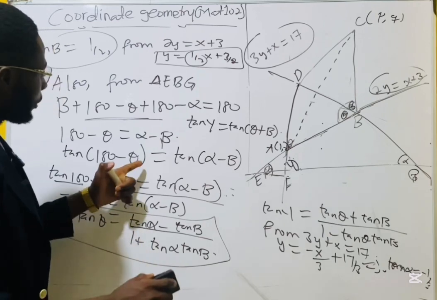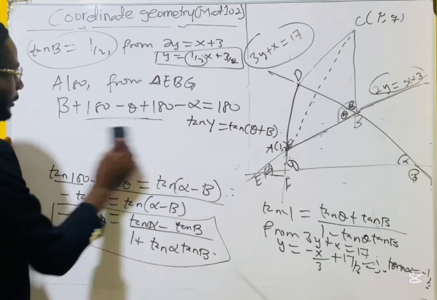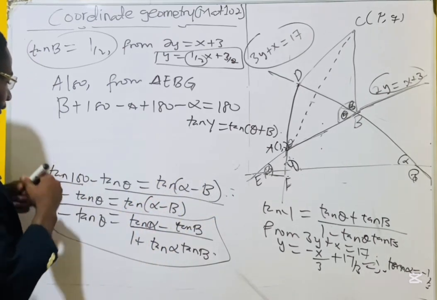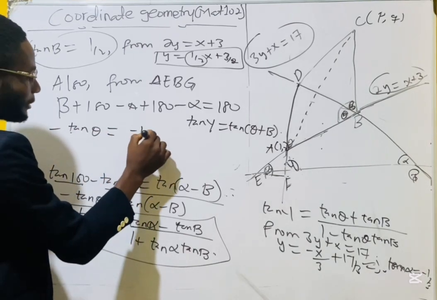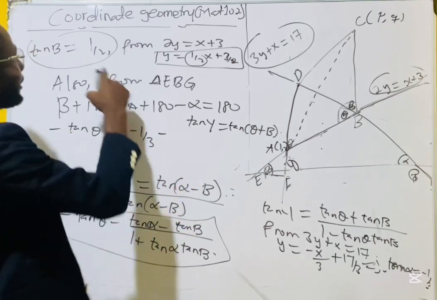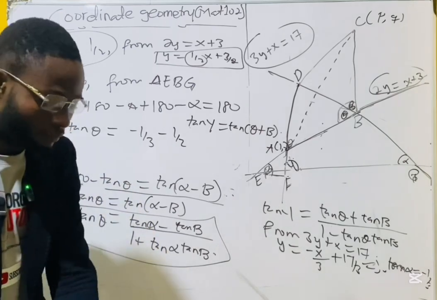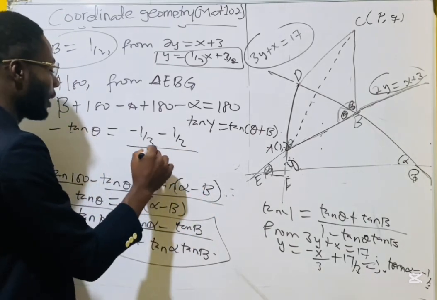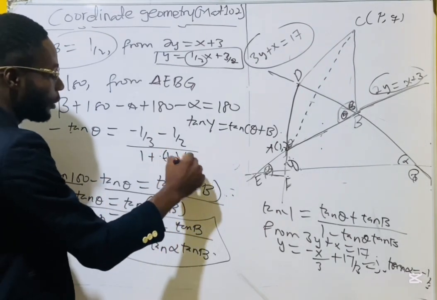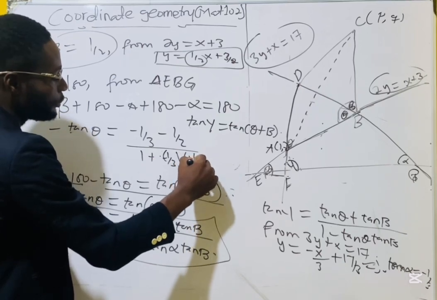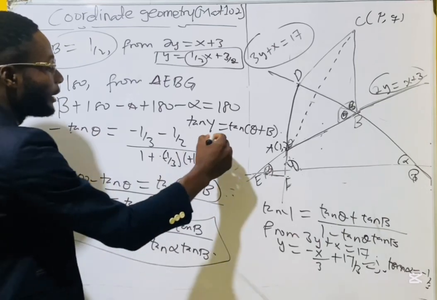So let me go away with this. Okay, so this is going off. Okay, this is going off. So we're going to have minus tan theta equals minus 1 on 3 minus tan beta, which is 1 on 2, right? So all over 1 plus minus 1 on 3 times 1 on 2, right? So this is basically equal to negative 5 on 6 over 5 on 6, right?